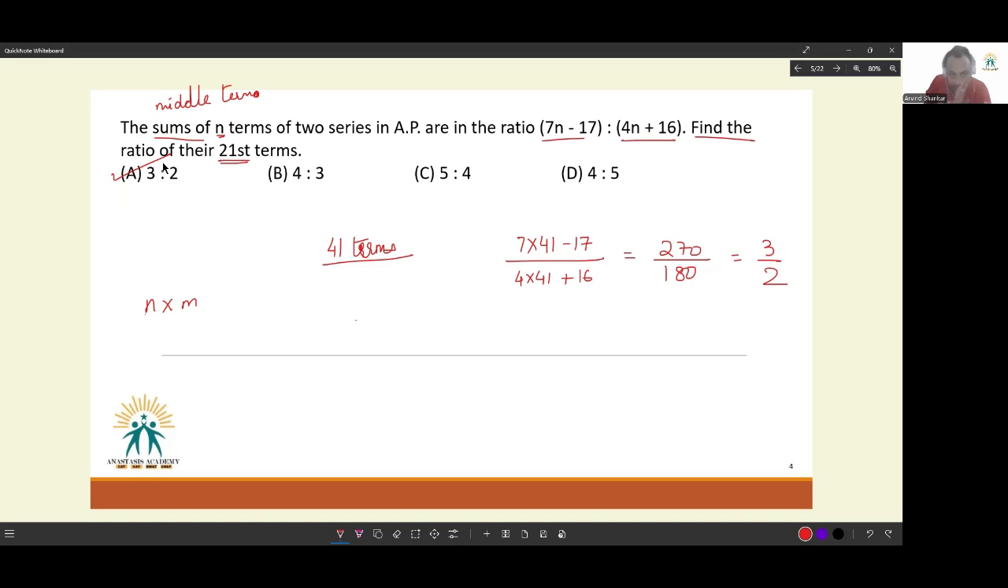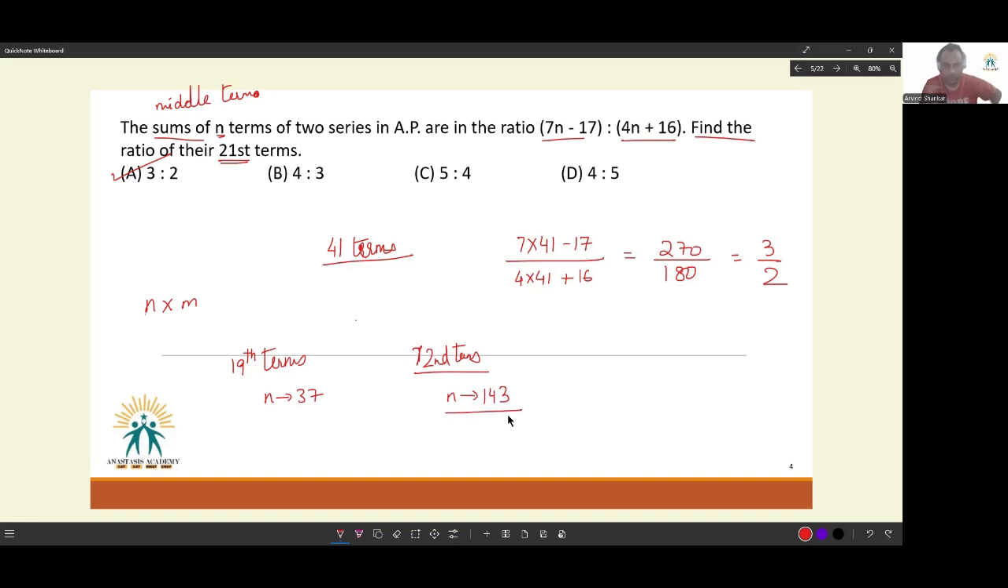If you need the ratio of their 21st terms, I will need the sum up to 41 terms. Let's say the question had been the ratio of their 19th terms, then I would need to replace n with 37. The 19th term is the middle term, 18 prior to it, 18 after it, 18 plus 18 plus 1. So for 37 terms, I would replace n with 37. If I was seeking the ratio of their 72nd terms, then 71 prior to it, 71 after it, one term in between. So I will be replacing n with 143.